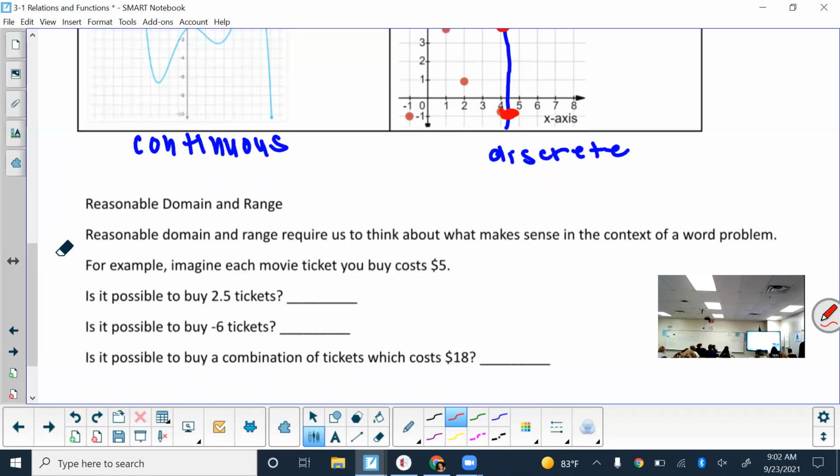So imagine you buy a movie ticket and they each cost $5. Can I buy 2.5 movie tickets? No. Can I buy -6 tickets? No. Can I buy somehow without tax, like $18 worth of tickets? No. Because in this example, they all cost $5. All right, if you think about tax, yeah, probably, but in this context, no.